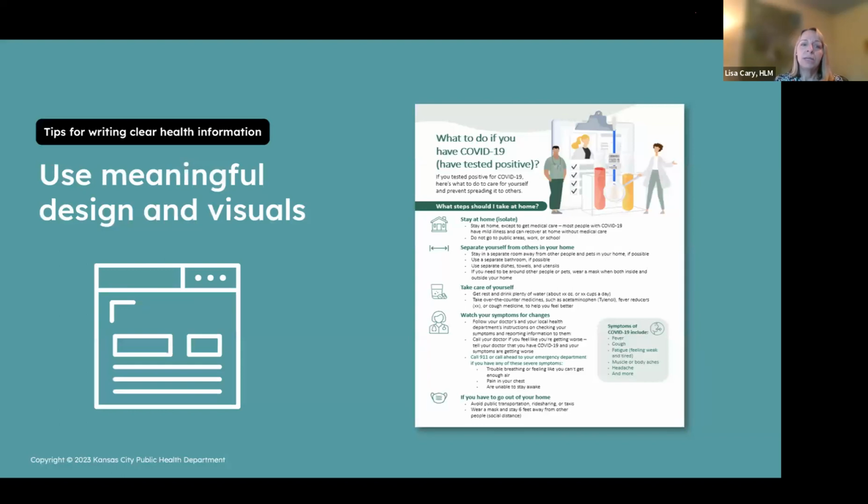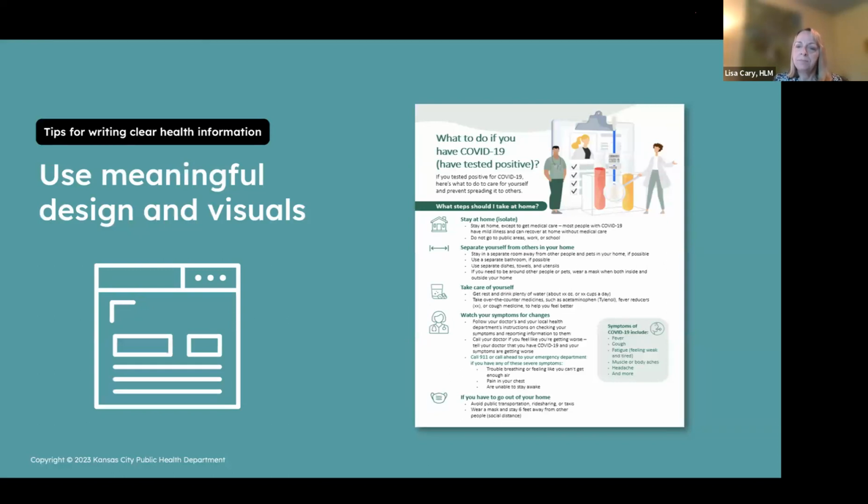The next strategy is using meaningful design and visuals. And you can see here an exciting looking material about what to do if you've tested positive for COVID-19. It's got a really nice visual up at the top. It's got a heading in green, icons down the side that help cue the reader as to what these various topics are about.